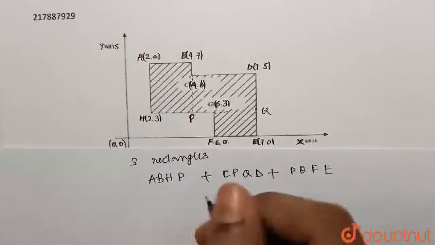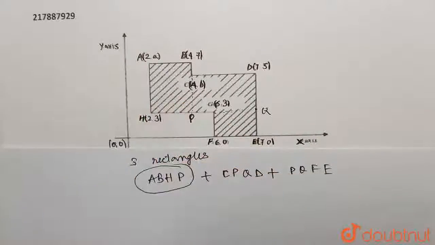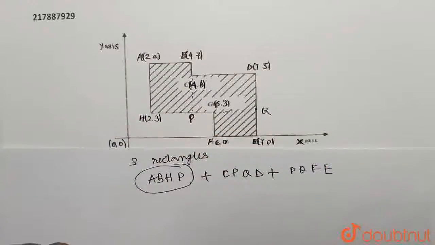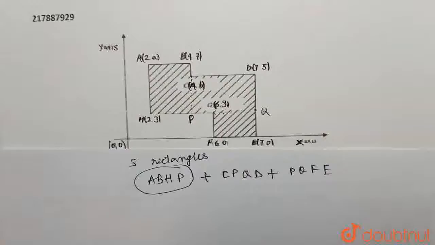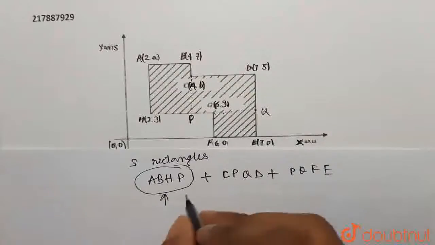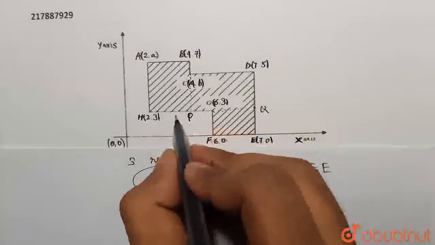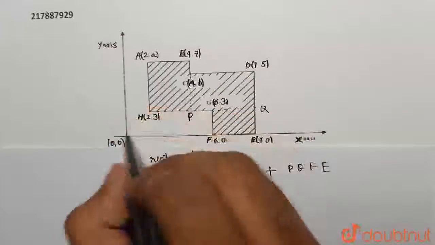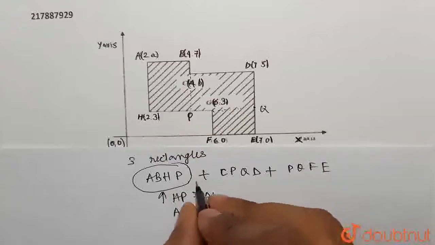Okay. So let me first deal with this rectangle over here. Okay, so A, B, H and P. Now this rectangle, what is the length and the breadth? Because for calculating the area of the rectangle, I need its length and breadth. So I need the length of HP and AH. Now guys, what is the length of HP? HP will be equal to AB, because this is a rectangle, so opposite sides will be equal.